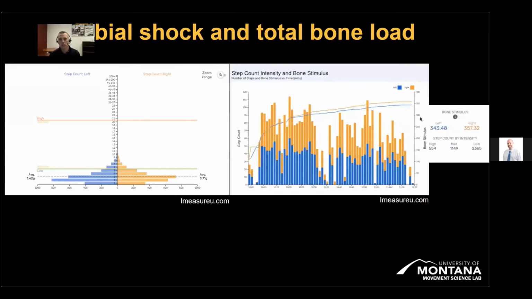We get a couple of main outputs from this. One would be tibial shock, which is what you see on the left, and you get it on both the right and the left leg, and you get an asymmetry metric. And as you can see, this person's pretty symmetrical. This is during a walking trial. You also get bone stimulus, which I'll talk about on the next slide, on both the right leg and the left leg, and you get the overall intensity of the activity as a whole.